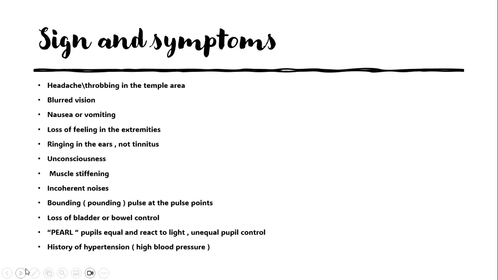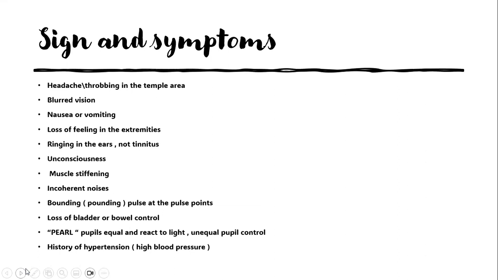Some of the signs and symptoms they tell you about that you should be looking for: obviously a headache, throbbing headache, temple area, maybe blurred vision. You must remember sometimes with these things, there will be nausea and vomiting, projectile vomiting, especially if there's some sort of a brain injury. The loss of feeling in the extremities, your fingers and your toes, getting a bit of pins and needles going there. Maybe even a bit of ringing in the ears, not related to tinnitus or anything like that. Unconsciousness is a definite possibility with a stroke patient.